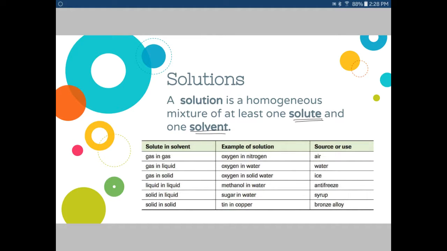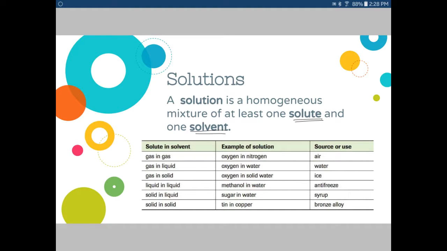Now we have a variety of homogeneous mixtures that we can have, and they're listed below. We can have a gas in a gas, like oxygen dissolved in nitrogen. We have that in our air. We have gas dissolved in liquid. We have oxygen obviously dissolved in water. This is really important in things like lakes and oceans, so that some of our aquatic life can live. Gas in a solid, oxygen in solid water, which we have in ice.